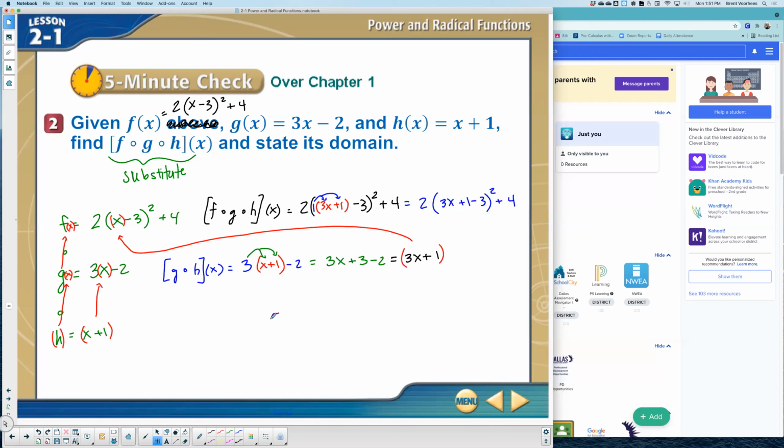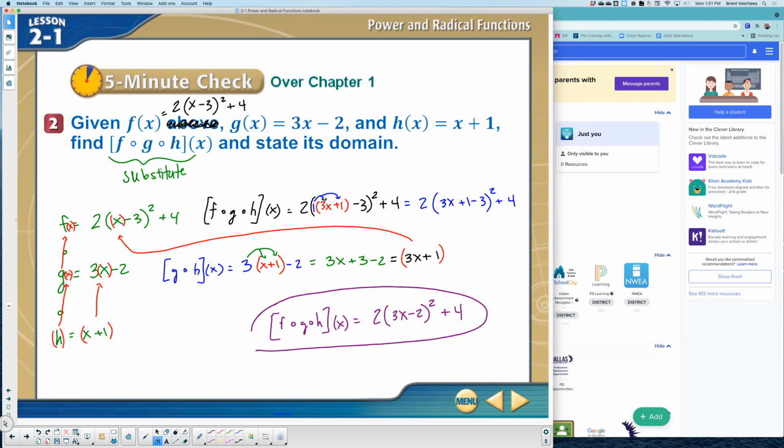I can actually simplify one more time. I'm going to write the answer down here. Running out of space. I have a plus 1 and a minus 3. What is plus 1 and minus 3 going to reduce to become? Minus 2. Good. There's my solution.